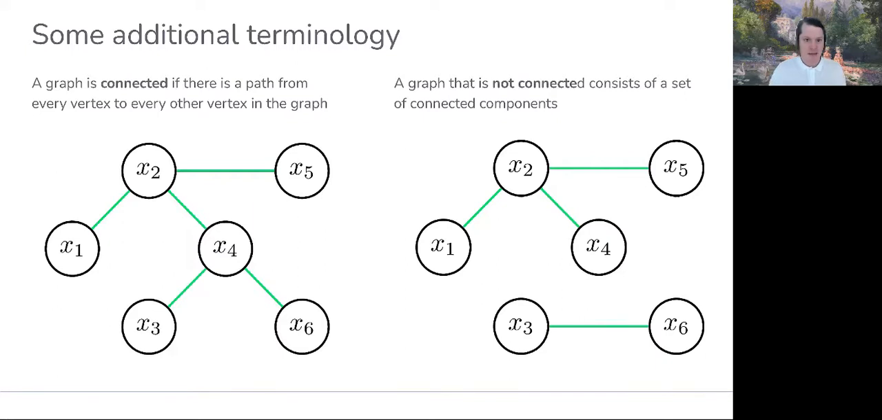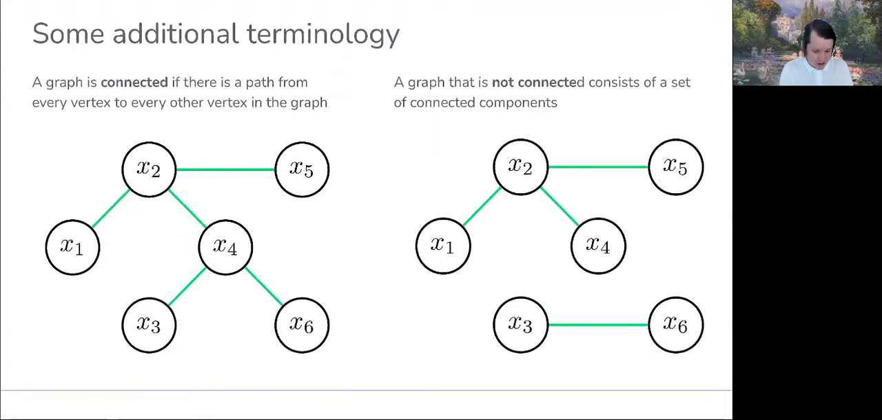So if you notice here on the left, everything is accessible from X1. We can get to literally any other vertex present within this graph by simply navigating through it, following the edges. We can end up at X2, X4, X3, X6, or X5.